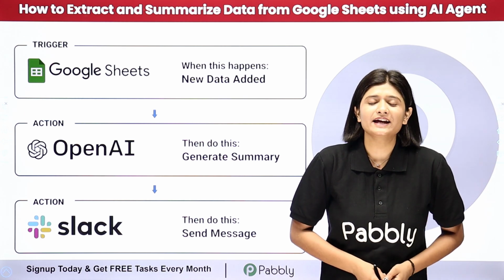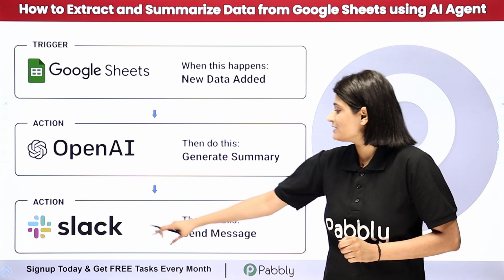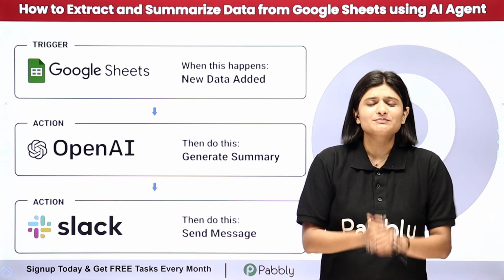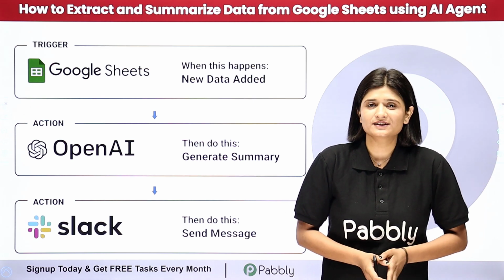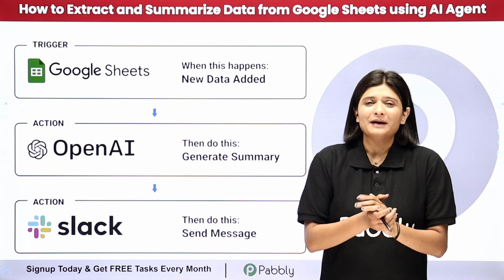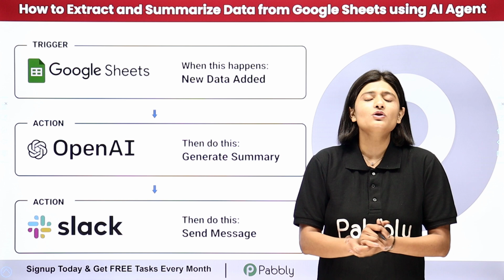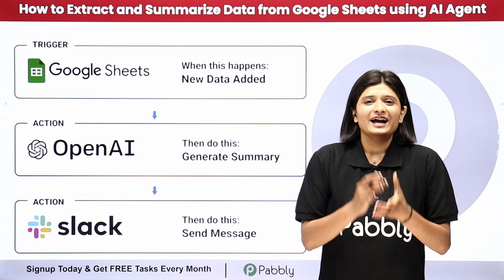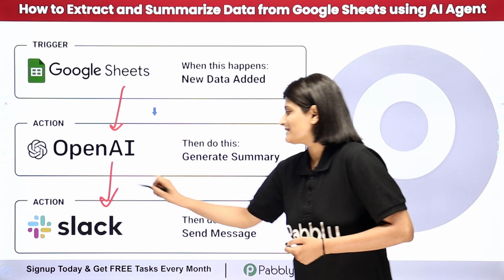Here I'm going to use my AI agent as OpenAI, and then I'm going to send the Slack channel message to my team. Now doing this manually is a very time consuming task, so I'm completely going to automate this process, and to do this automation I'm going to use Pabli Connect. So Pabli Connect is an amazing automation and integration software which requires no coding or programming skills. Here I just need to build connection between Google Sheets, OpenAI and Slack.